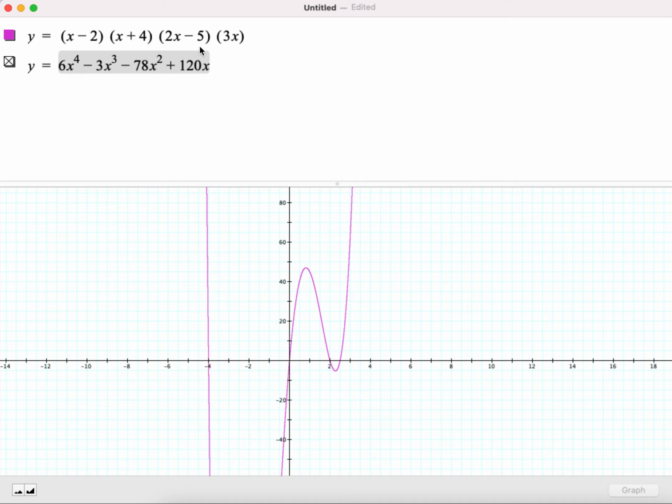Now, something slightly more interesting can happen with these things. We might get two of these factors that end up exactly the same.